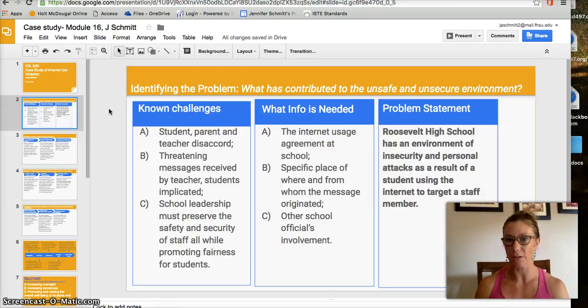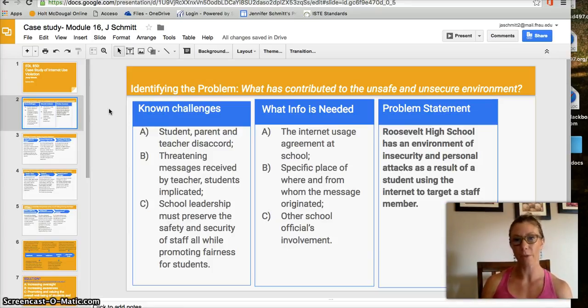I'll just go to the problem statement and kind of work back from there. Roosevelt High School has an environment of insecurity and personal attacks as a result of students using the internet to target staff members. And I can venture to guess that it's not just staff members that perhaps are being targeted by internet use violations. However, in this specific instance, that's the lens through which we're viewing this.